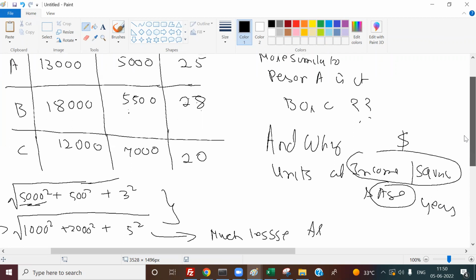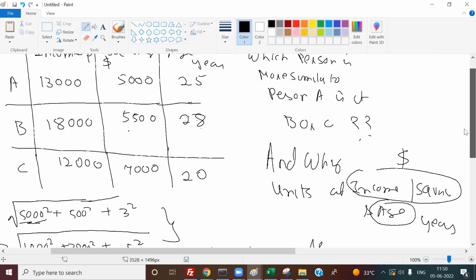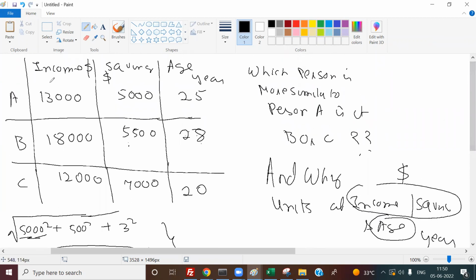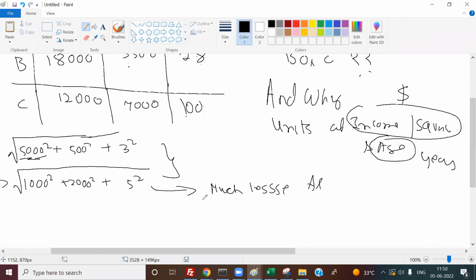Am I right? So now income is in 5 digits, saving is only 4 digits, and age is in 2 digits. So even let's say instead of this 25 and 20, if I change it to, let's say, 100. Still, C would be more similar.